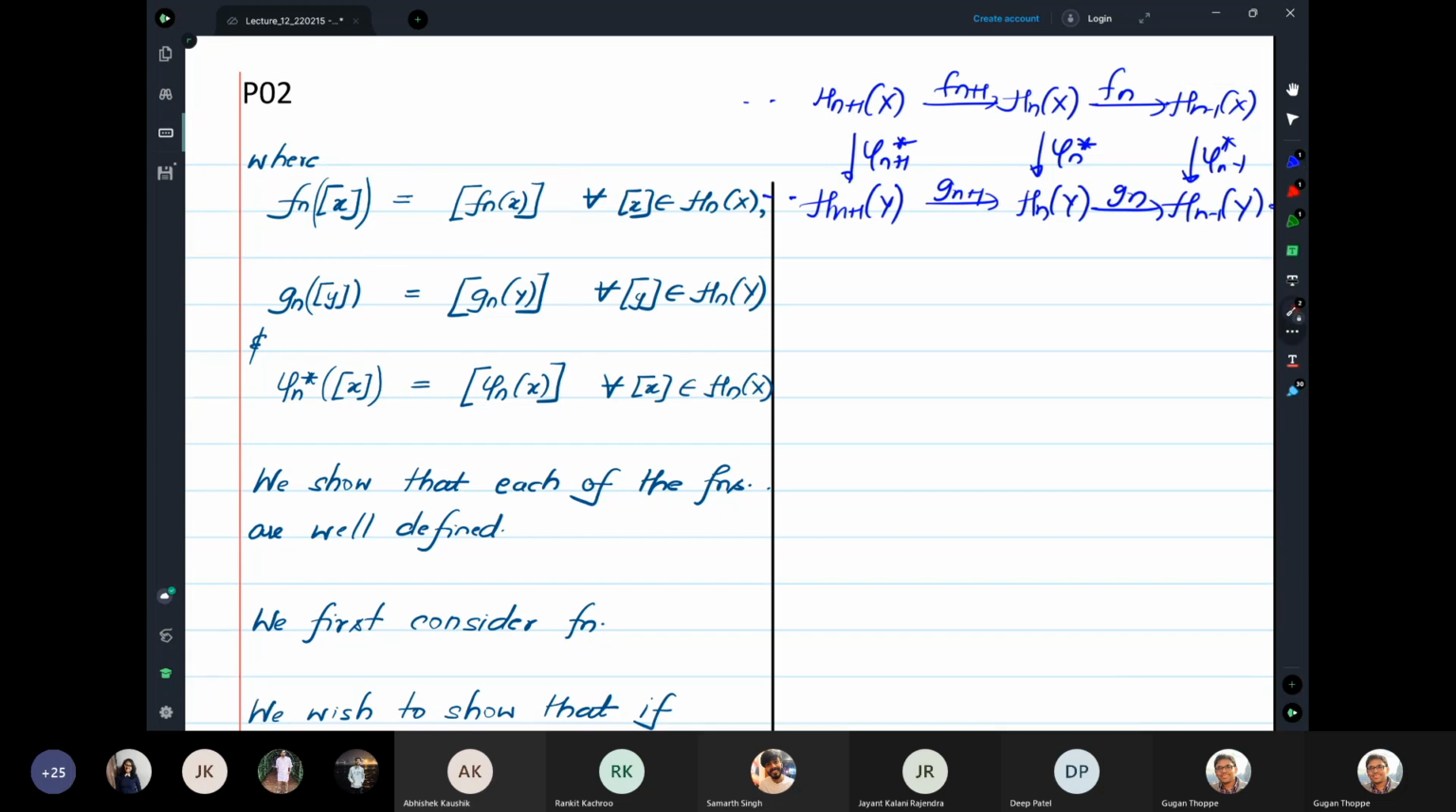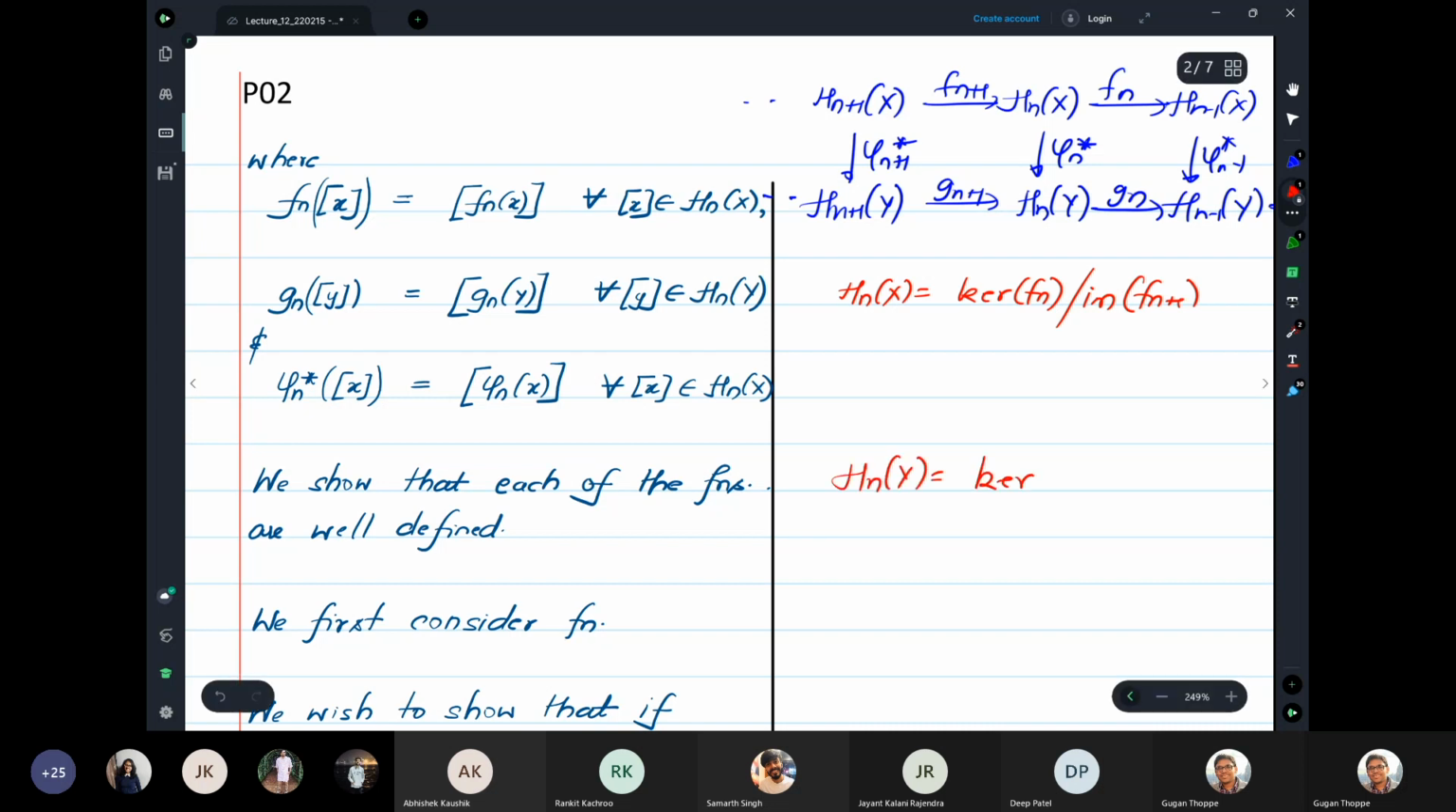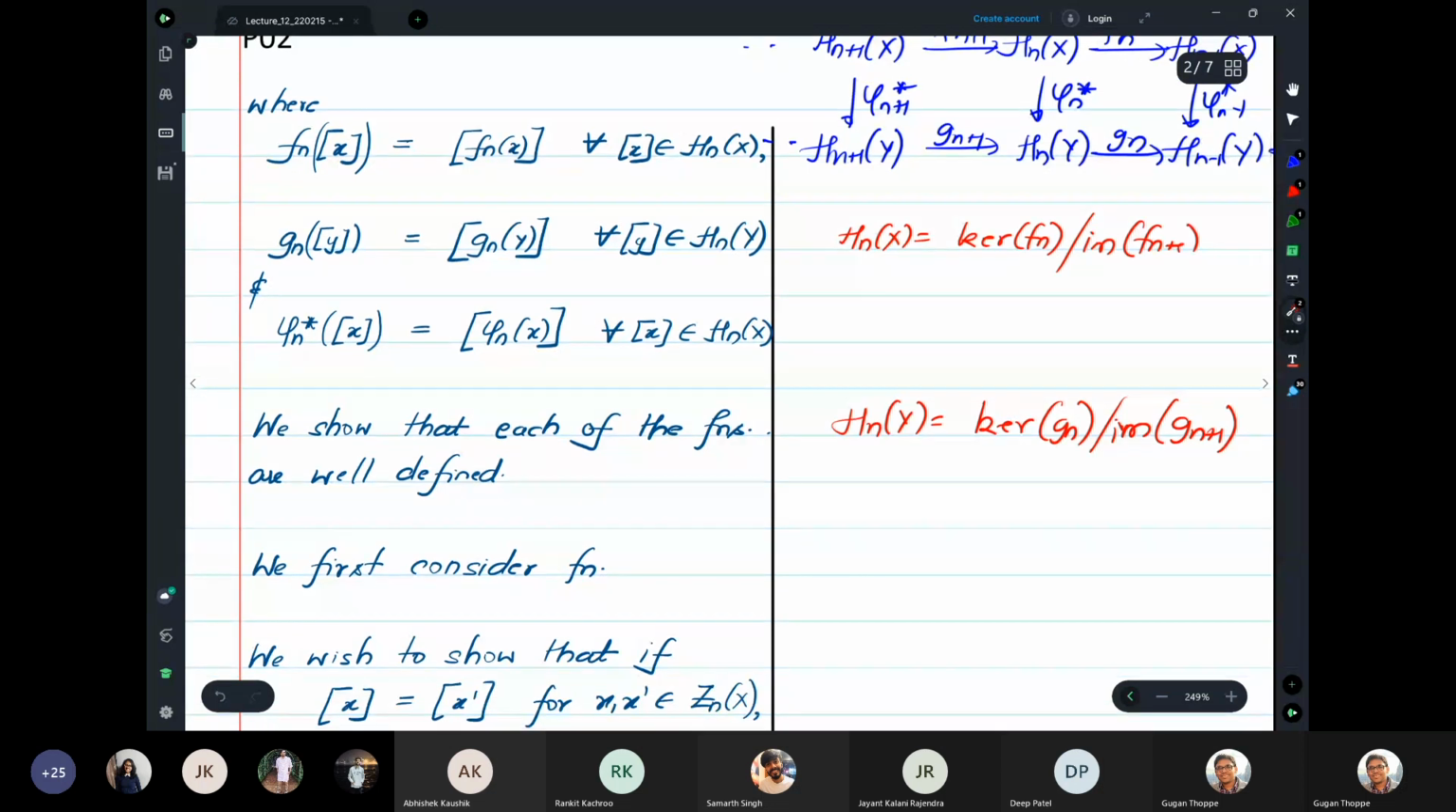So the first thing you have to note is that hn of x actually includes equivalence classes. So recall how we define hn of x. So hn of x is you take the kernel of fn and quotient it with the image of fn plus 1, right? So this is how you define hn of x. Similarly, you define hn of y to be the kernel of gn, quotient it with the image of gn plus 1, right? So this is how you define hn of x and hn of y. Now, let us see how to define these fn functions.